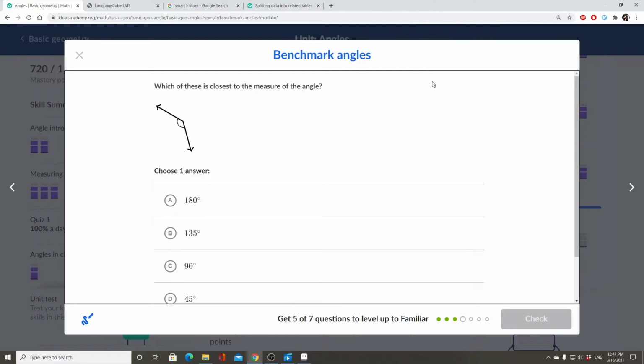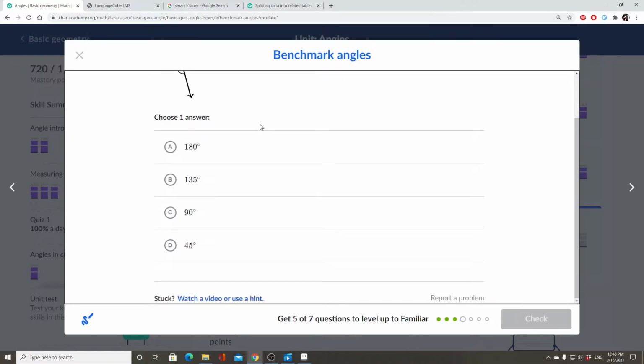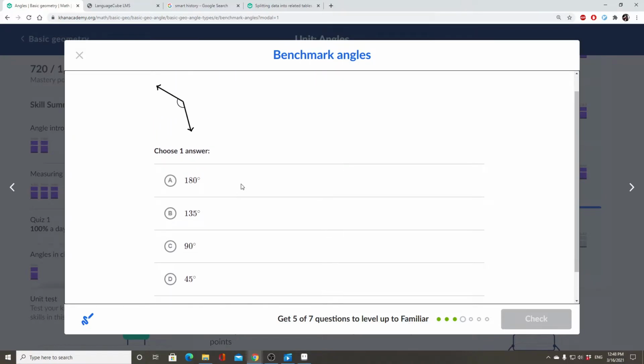See, I took the arithmetic course, so my number sense is heightened. I can do that simple calculation in my head now, which, honestly, I could not have done confidently before. Anyway, which of these is closest to the measure of the angle? Okay, there's the angle there, so it's important to look at that circle.